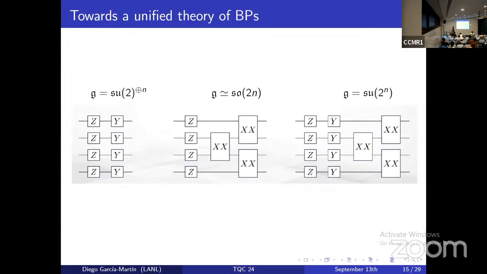Another example, which will be very important later, so keep that one in mind, is that of parameterized matchgate circuits. Here we just have RZ and RX rotations, and it can be shown that this algebra is isomorphic to the special orthogonal algebra, SO(2N). And finally, say we add RY rotations to these circuits, then we make the circuits universal. Therefore, the algebra is SU(2^N).